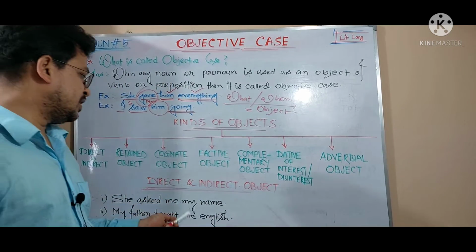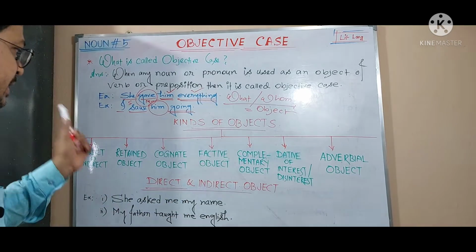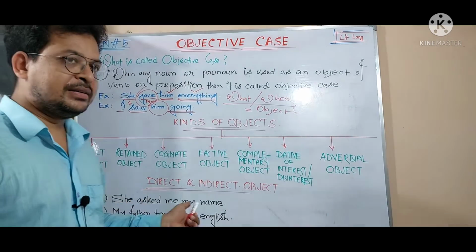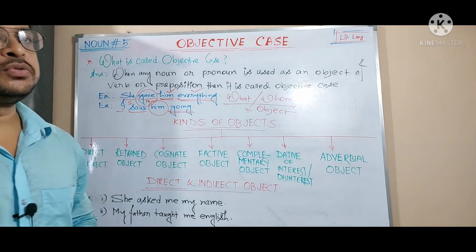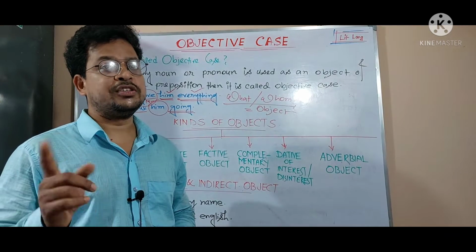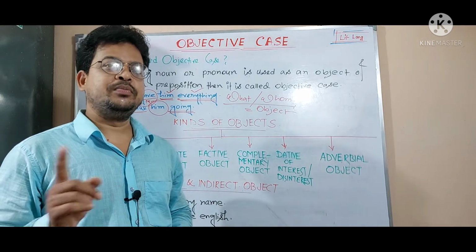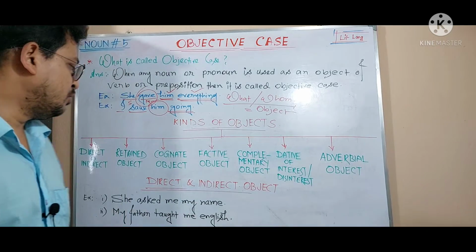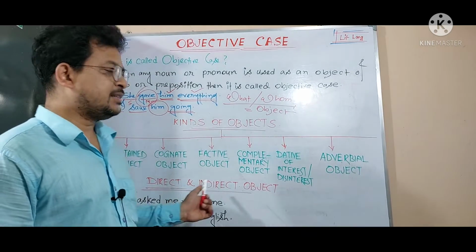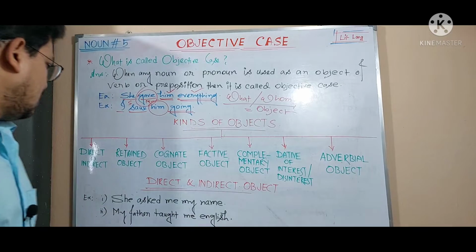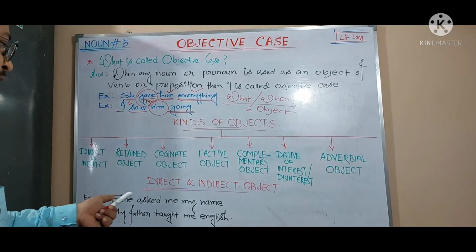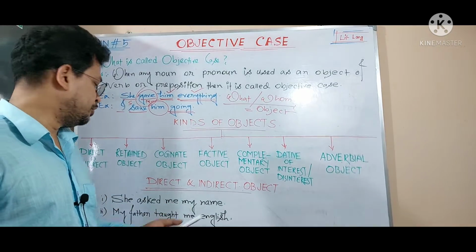Direct and indirect objects I will discuss elaborately now. They are the most vital ones because both objects are needed when you transform voice, from active to passive. At that time it will be needed very much. So you should learn direct and indirect objects very seriously, and I will discuss them elaborately. Now it will be fruitful to you.